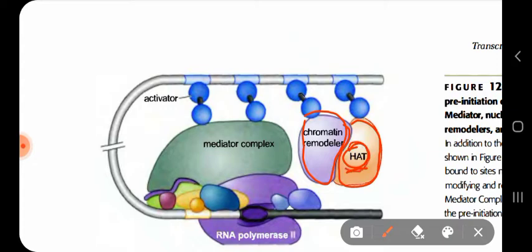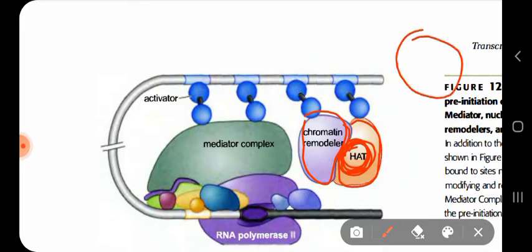So histone acetyltransferase, this enzyme is specifically related with the histone proteins, and histone proteins are those proteins which help in binding of the DNA to form nucleosomes, which are further bound to form chromatin and then ultimately condensed to form chromosome during cell division. So what does histone acetyltransferase do? It acetylates the conserved lysine amino acid on the histone protein.